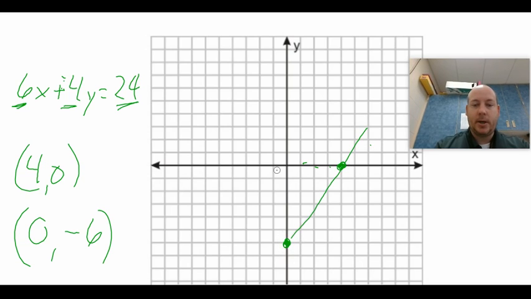Okay, draw my line. Remember, we want to put arrows on the end because anything on that line is a solution, and it keeps going forever in both directions. So we want to put those arrows on the end. All right. But again, really easy to graph equations when they're set up nicely for intercepts. All right.